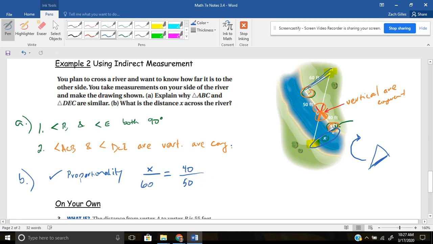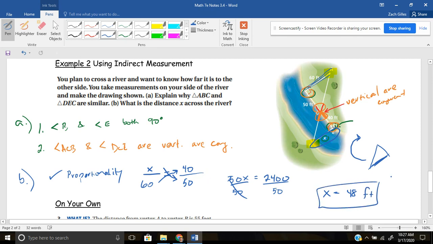All right, here are 3 out of the 4 values. I can solve using the cross products property to find the missing value. X times 50 is 50x equals 6 times 4 is 24, and then I've got a couple zeros. Now let's solve. I just need to divide each side by 50, and 2400 divided by 50 would give me 48. And I'm talking about feet here.